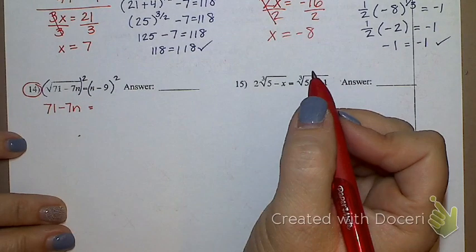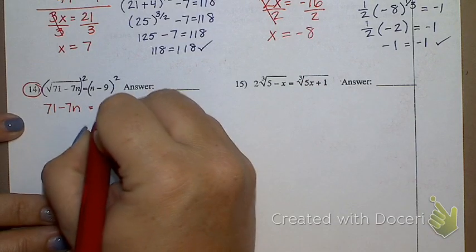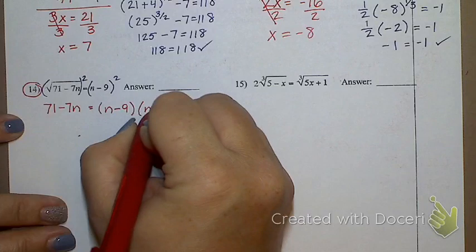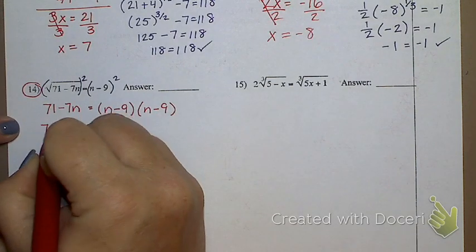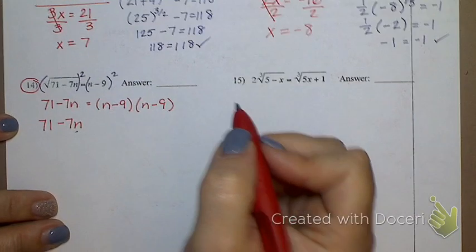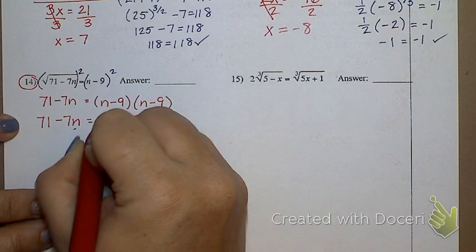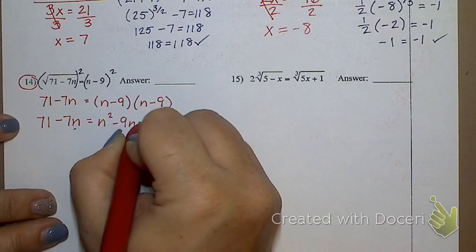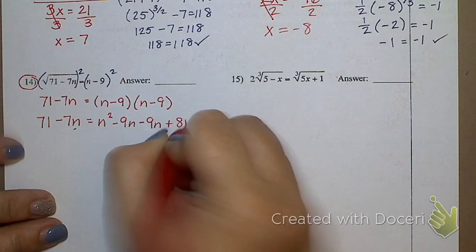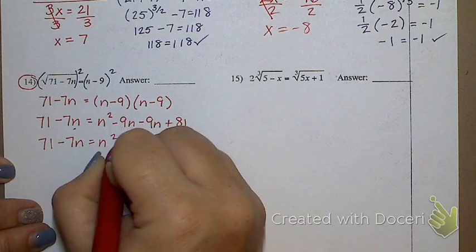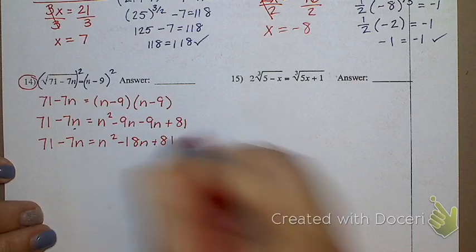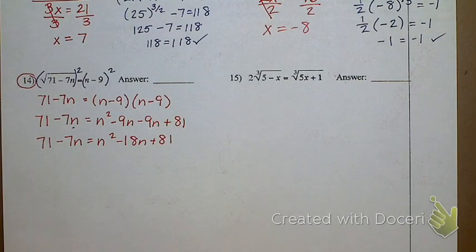How do I square n minus 9? I have to write n minus 9 times n minus 9. If I write n squared plus 81, I'm going to go the wrong place. Can't do that. I have to FOIL. I promise you there will be a problem on the test where you have to FOIL like this. This gives me n squared minus 9n minus 9n plus 81. And if I combine my like terms, I have n squared minus 18n plus 81. What do I do from here? Subtract 71. Why?